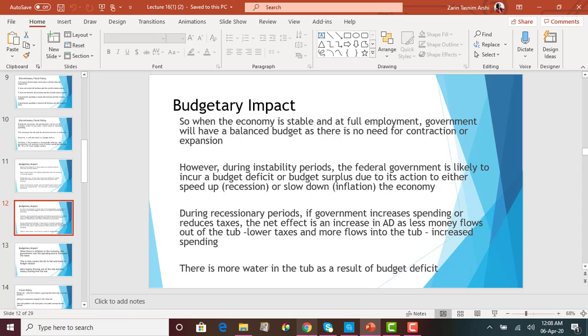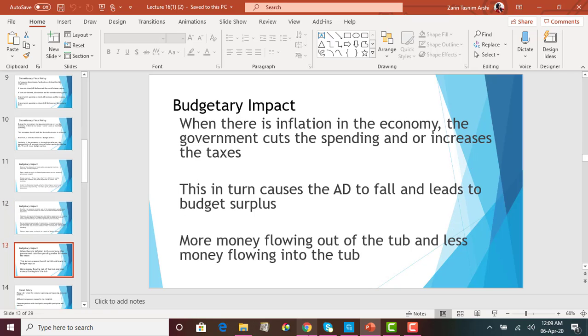So, during recessionary periods, if government increases spending or reduces taxes, the net effect is an increase in AD as less money flows out of the tap. Lower taxes and more flows into the tap. So when we have lower taxes, we will have more flow into the dam, and that means increased spending. That's what I showed you in the bathtub model, and that creates a budget deficit when we have too much spending or lower taxes, and when we decrease spending and increase taxes, we are going to have budget surplus.